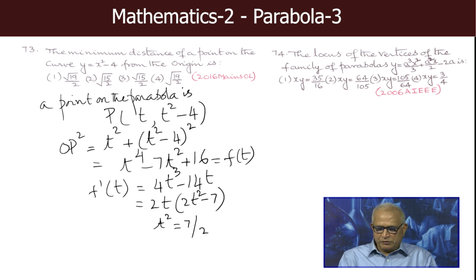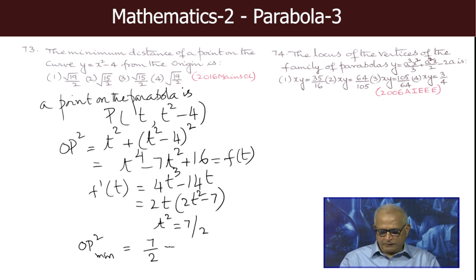That gives the minimum value for OP. So, OP square minimum is equal to t square, 7 by 2, plus 7 by 2 minus 4. What is 7 by 2 minus 4? Minus half. That is minus half, whole square, 1 by 4, plus 7 by 2, that is 15 by 4.